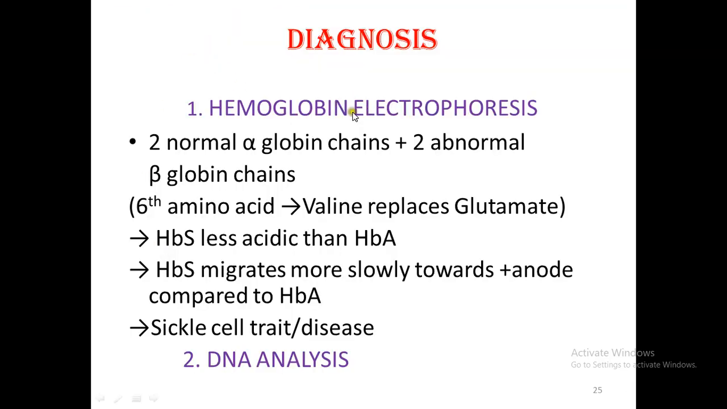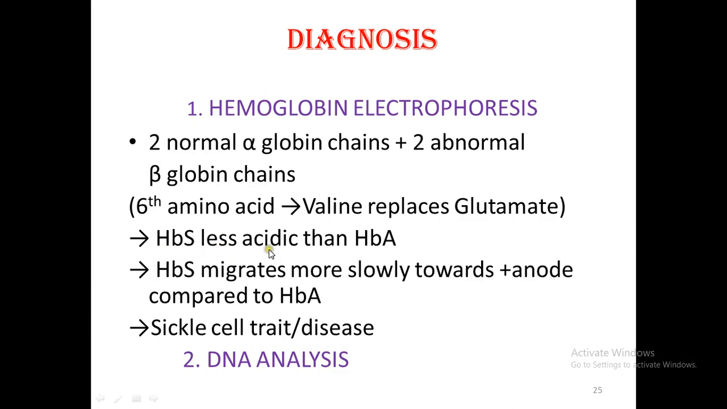How can we diagnose a patient of hemoglobin S disease or sickle cell anemia? Hemoglobin electrophoresis. When hemoglobin electrophoresis is performed, we find that there are two normal alpha globin chains and two abnormal beta globin chains. What is the abnormality? That the sixth amino acid is not glutamic acid but valine. Valine has replaced glutamic acid.